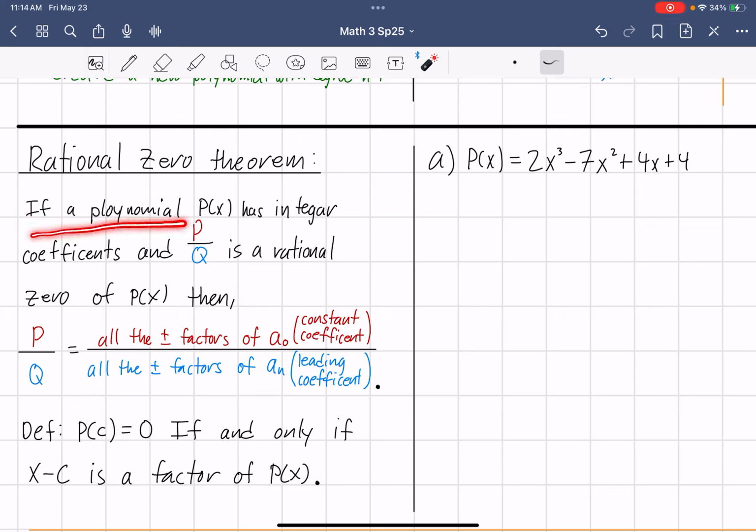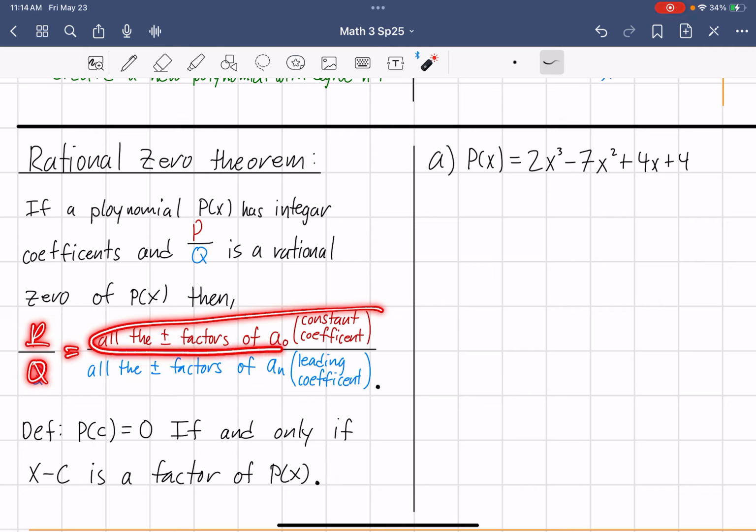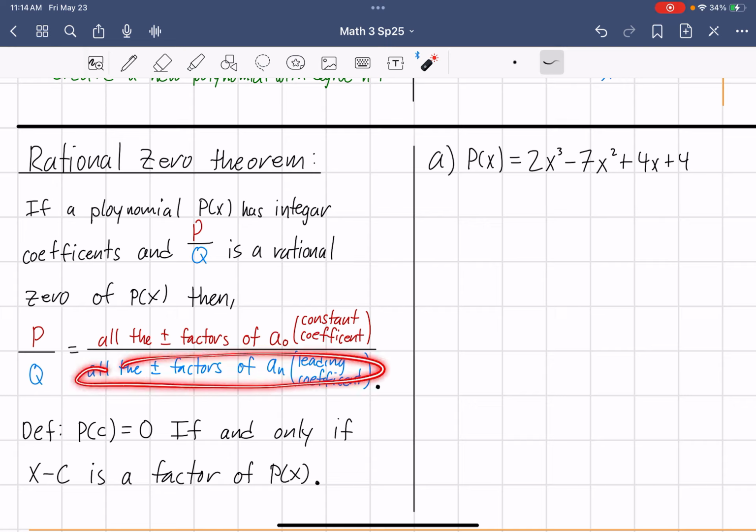If a polynomial p of x has integer coefficients, and p over q is a rational zero of p of x, then p over q is equal to all the factors of the constant coefficient. So remember, that means the very last term of a polynomial, divided by all the factors of the leading coefficient, which is the coefficient of the first term of a polynomial.